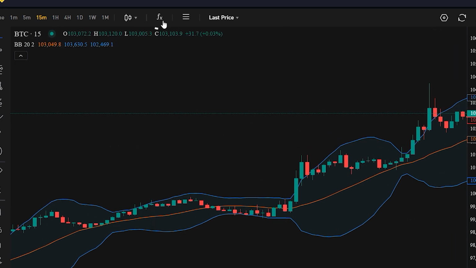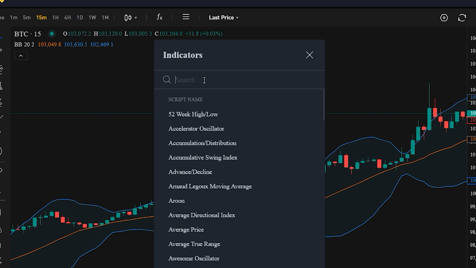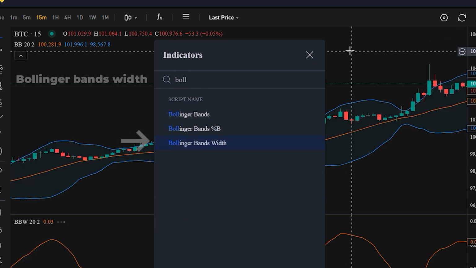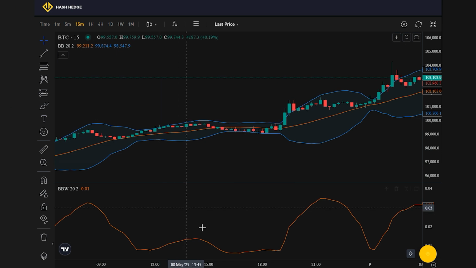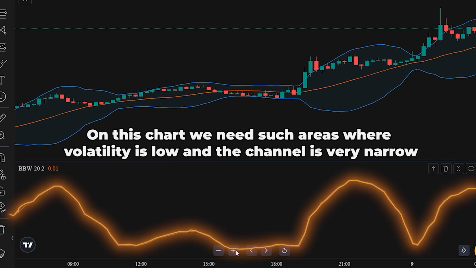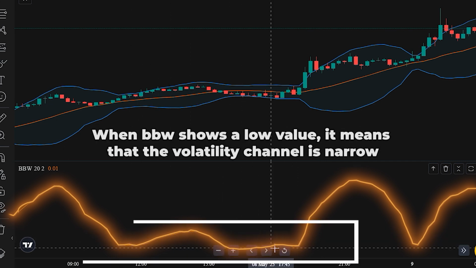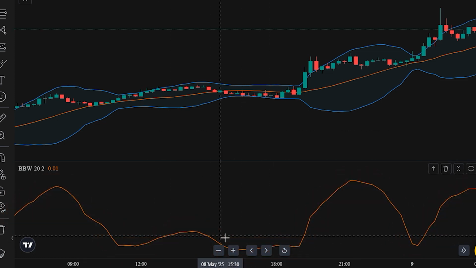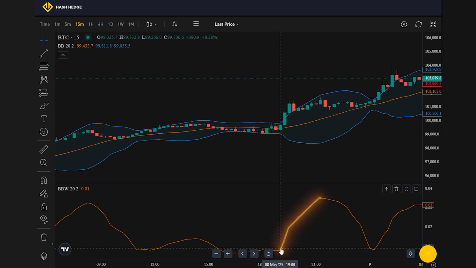There is an additional tool for this, by the way. We can go to the Indicators tab and select Bollinger Bands width. That is, the width of the moving average. You see, on this chart, we need such areas where volatility is low and the channel is very narrow. When BBW shows a low value, it means that the volatility channel is narrow. And this is where it started to rise dramatically.